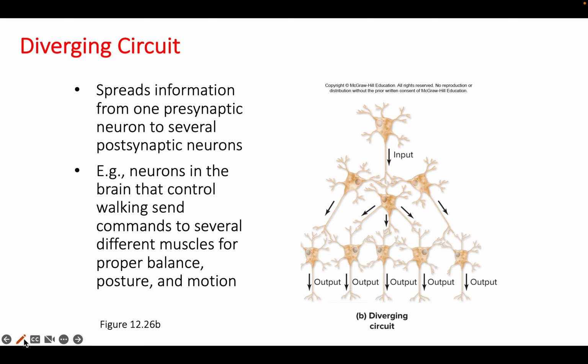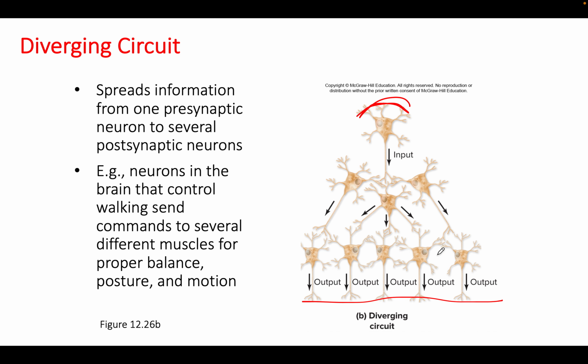So the next one is a diverging circuit. So a diverging circuit is essentially the exact opposite of a converging circuit. So instead of coming down onto one output, we start very specifically with one input, and then we end up with all of these outputs. Okay, so we have one presynaptic neuron, and we end up with multiple postsynaptic neurons.